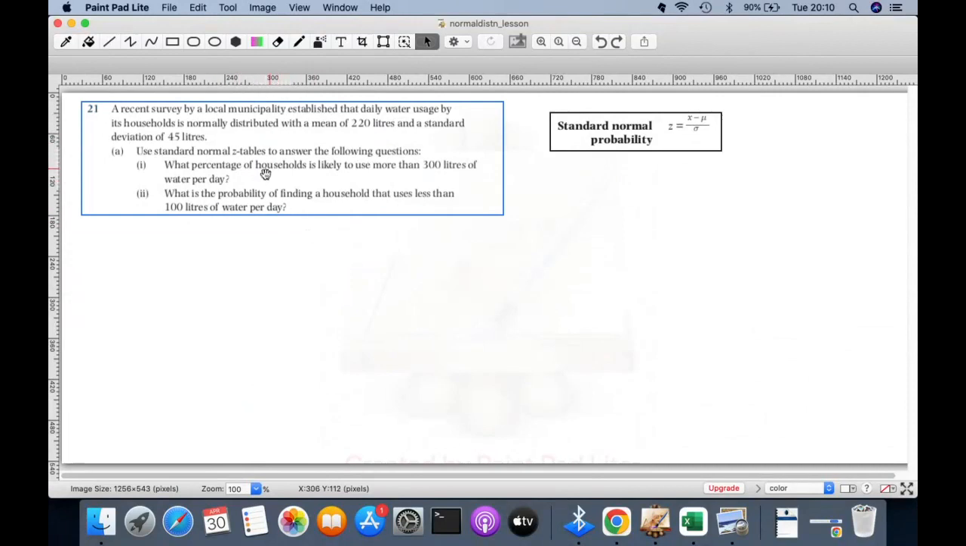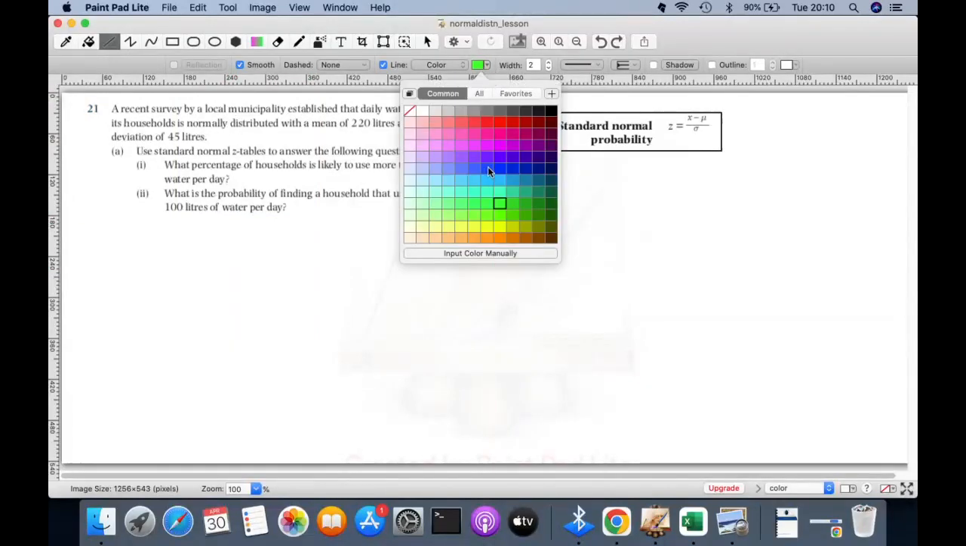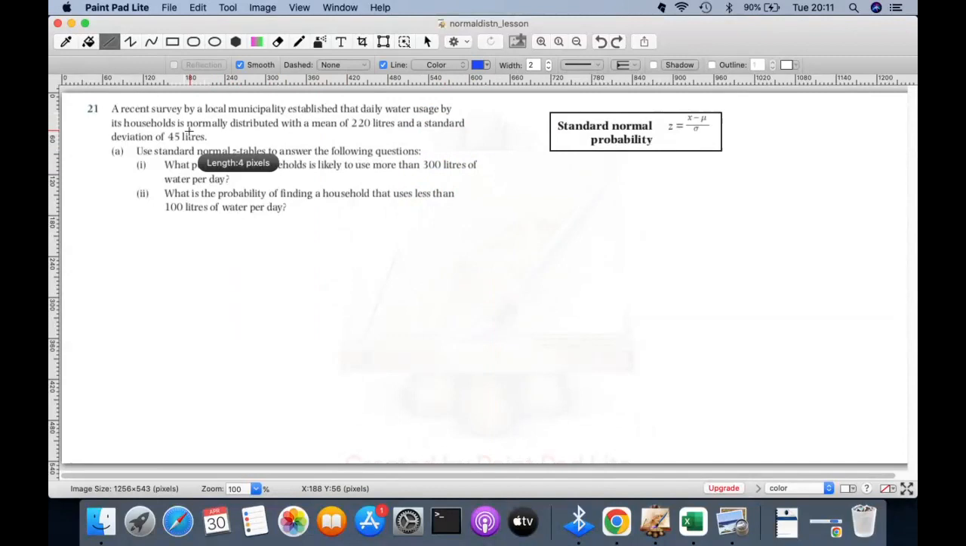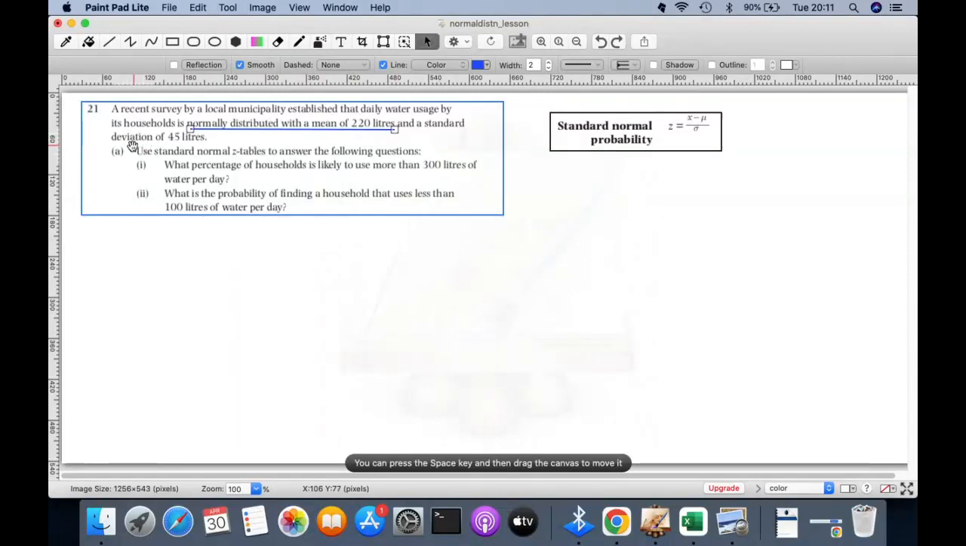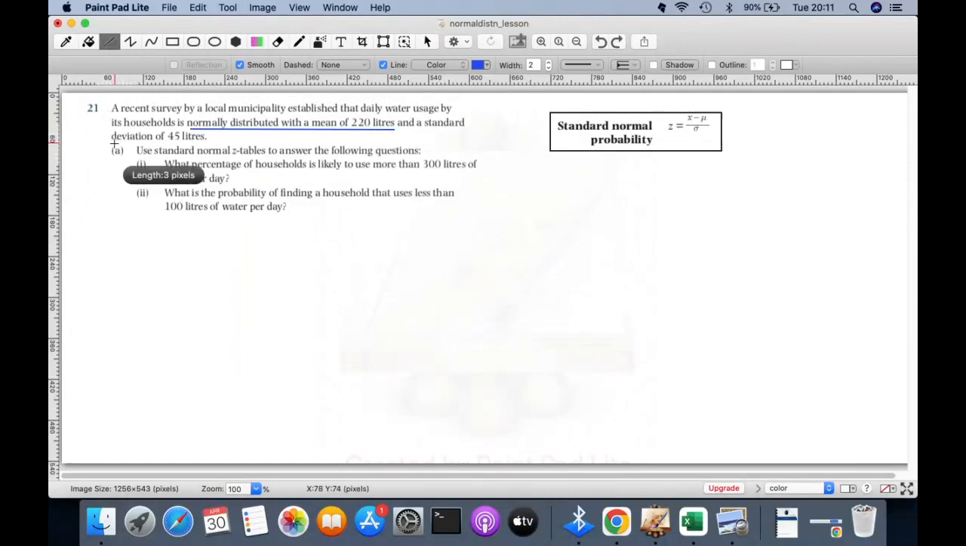A recent survey by a local municipality established that daily water usage by its households is normally distributed. So I'm going to underline certain parts because we're going to refer to that. Okay, so it's normally distributed with a mean of 220 liters, and then a standard deviation of 45 liters.